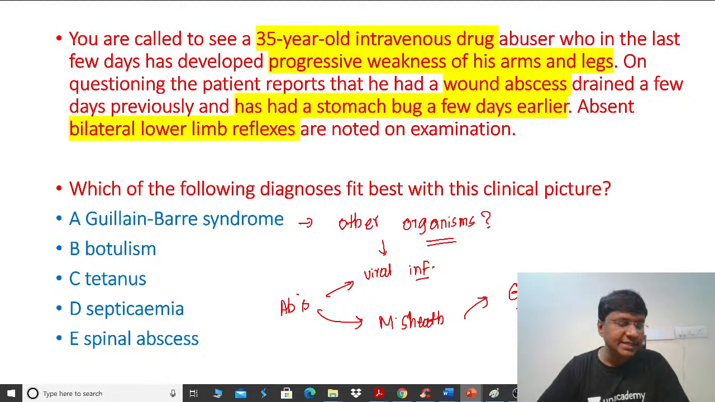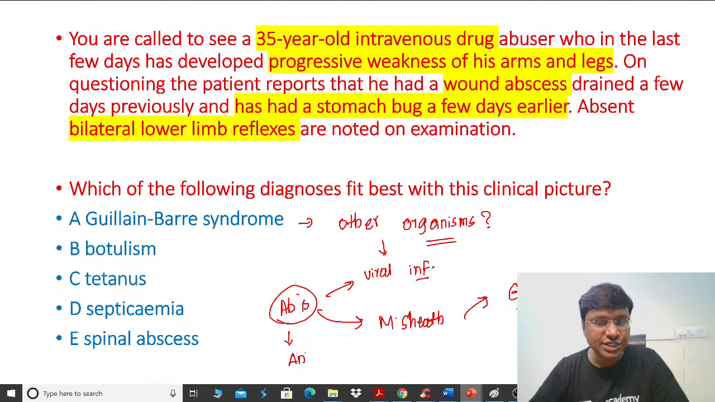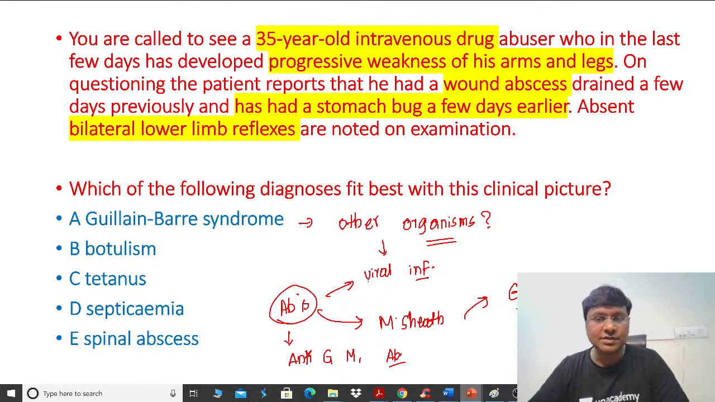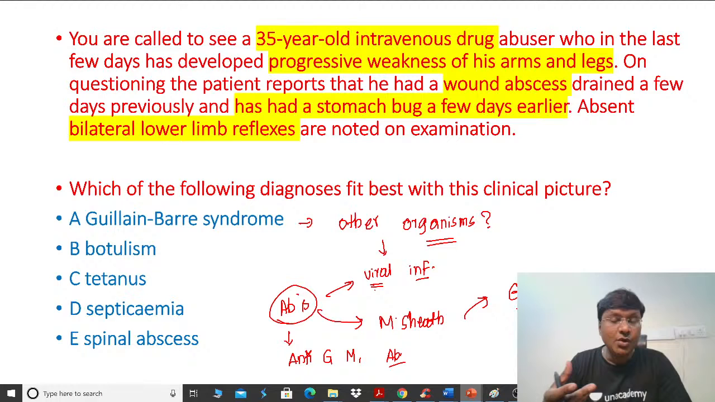So what is the name of these antibodies? It is your anti-GM1 antibodies, right? Now what are those viral infections? That is your influenza, parainfluenza, cytomegalovirus and HIV. So these are the viral infections which can predispose the individual to develop this Guillain-Barré syndrome.